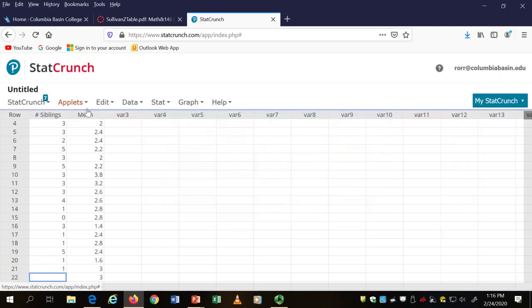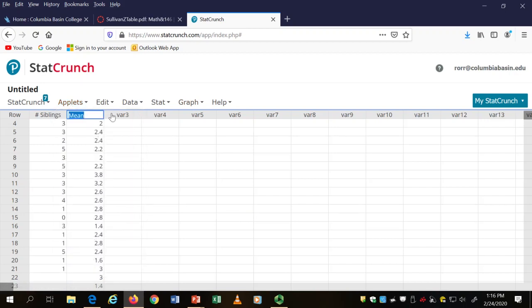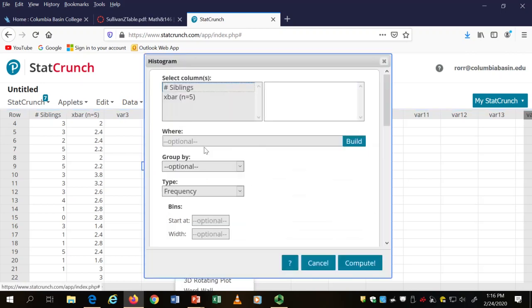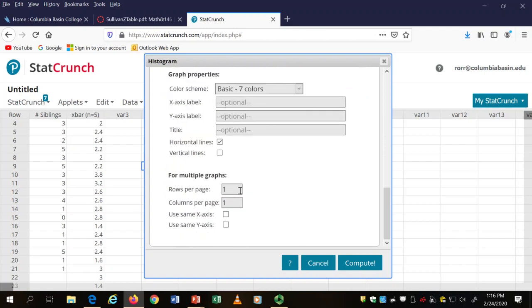Okay, so what I'm going to call this rule, so our first was our original data. I'm going to call this X bar, because that's what mean is. I'm going to call this X bar when people were allowed to pick 5 people at a time. So n equals 5. All right. So then I'm going to do a histogram. I want to see the original data and the sample means, and I want to stack them on top of each other.